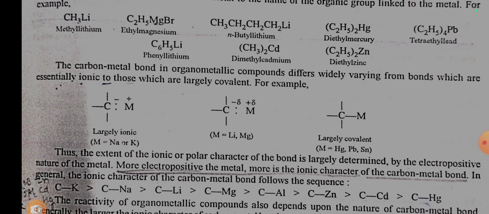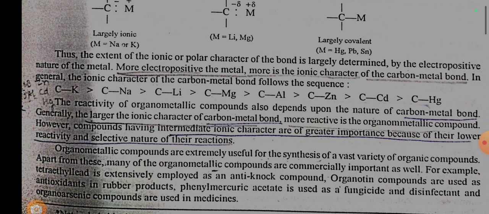The carbon-metal bond in organometallic compounds differs widely, varying from bonds which are essentially ionic to those which are largely covalent. Thus, the extent of the ionic or polar character of the bond is largely determined by the electropositive nature of the metal. The more electropositive the metal, the more is the ionic character of the carbon-metal bond. In general, the ionic character of the carbon-metal bond follows the sequence C-K, then C-Na, then C-Li, then C-Mg, C-Al, C-Zn, C-Cd, and C-Hg.